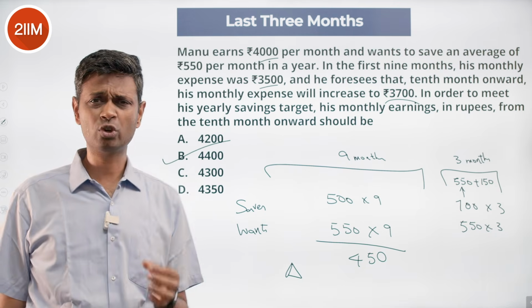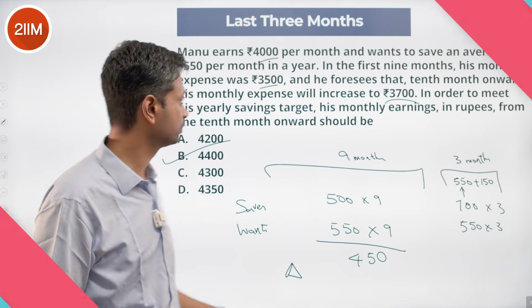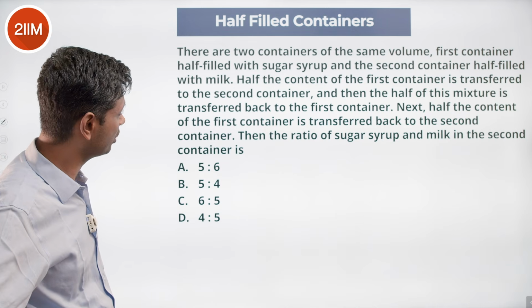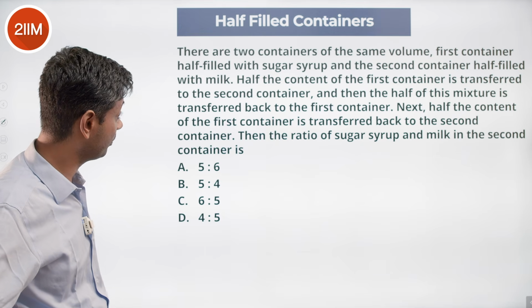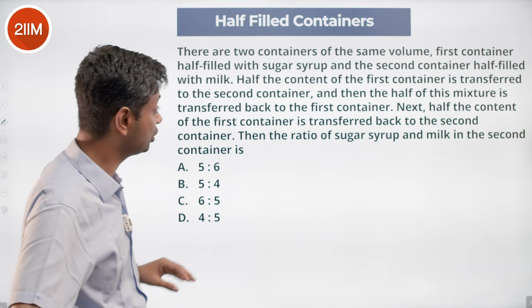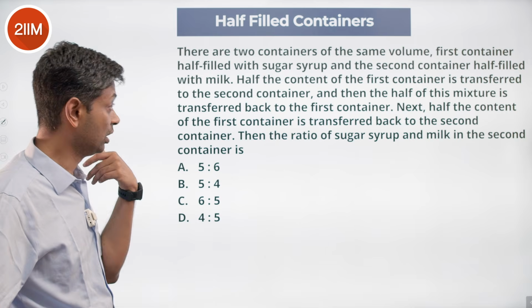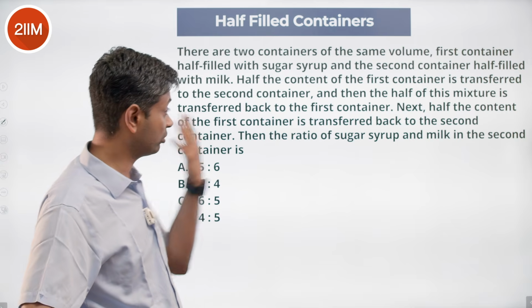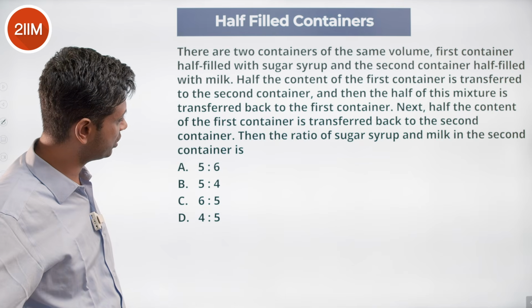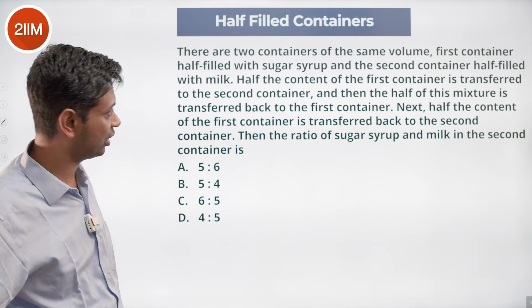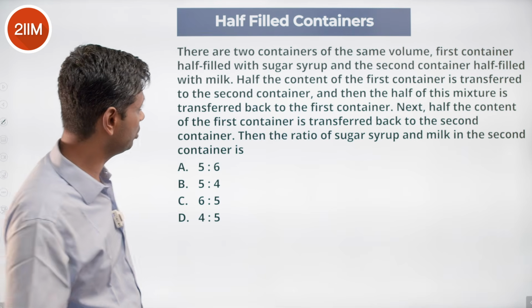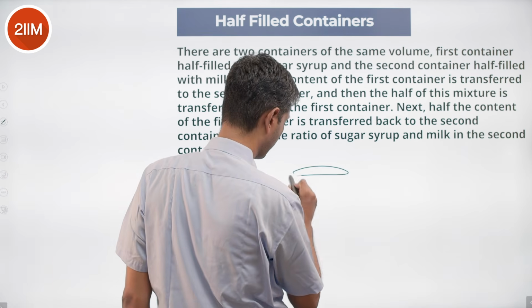Again, a freebie question should be setting it up and knocking it out. There are two containers of the same volume. The first container is half filled with sugar syrup, and the second container is half filled with milk. Half the content of the first container is transferred to the second container. Then half of this mixture is transferred back to the first container. Then half the content of the first container is transferred back to the second container. We stop there, luckily. Then what is the ratio of sugar syrup and milk in the second container?